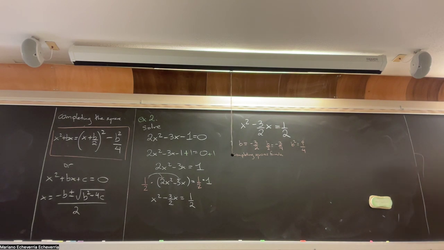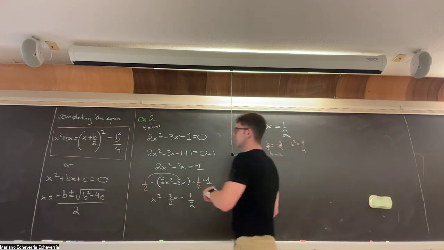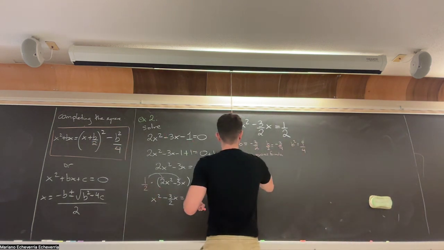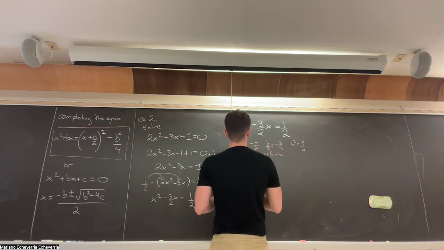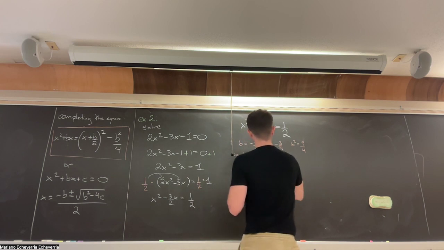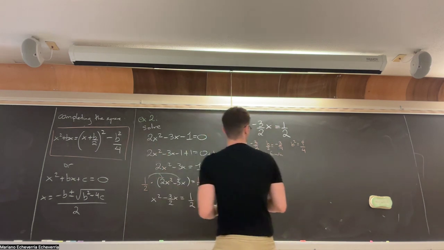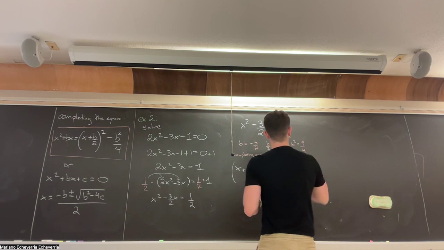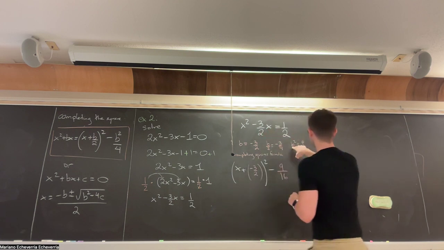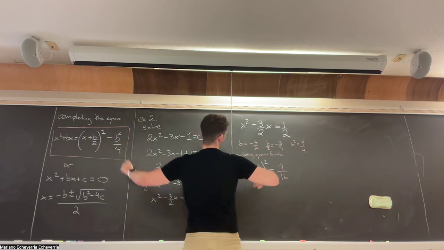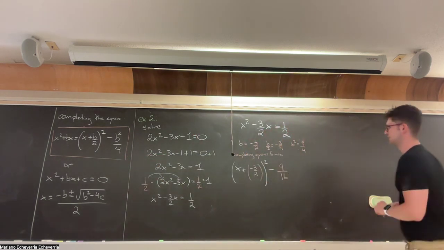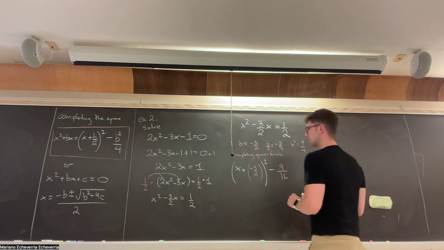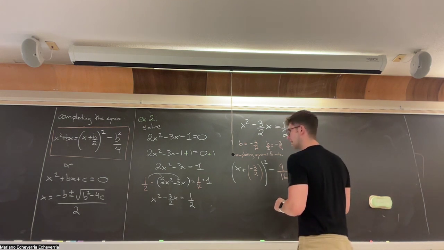And so if you plug that back into the formula, you get x plus b over 2. So b over 2 is -3/4 in this case, squared, minus b squared over 4. b squared is this, so you get 9/16, because this is just b squared, and then you have to divide that by 4, so the denominator becomes 16. Okay, and that has to be equal to 1/2.